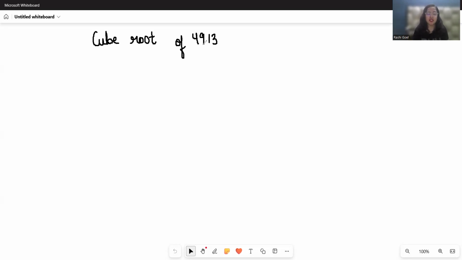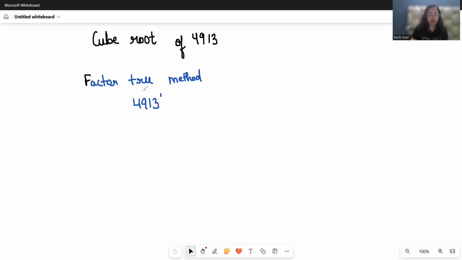4913 looks intimidating, but it hides a perfect cube. So we will reveal how to spot it using a simple method. I'm going to use the factor tree method here. You can do the prime factorization method or the long division method as well.